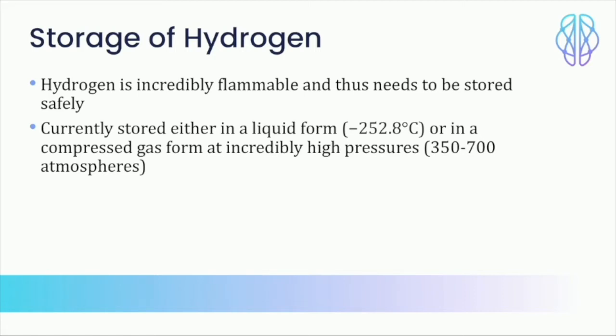If gaseous substances are hard to store, we can make it a liquid, and we can do this by cooling it at minus 252.8 degrees Celsius, or we can store it as a compressed gas at incredibly high pressures at 350 to 700 atmospheres. The reason why I bring this up is to show you that the storage of hydrogen is a big challenge. It's not as easy as storing a fuel like petrol, for example.